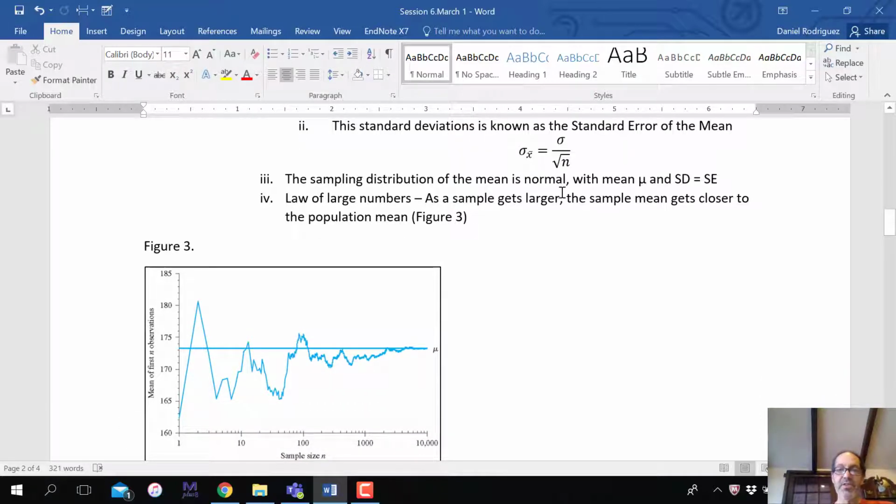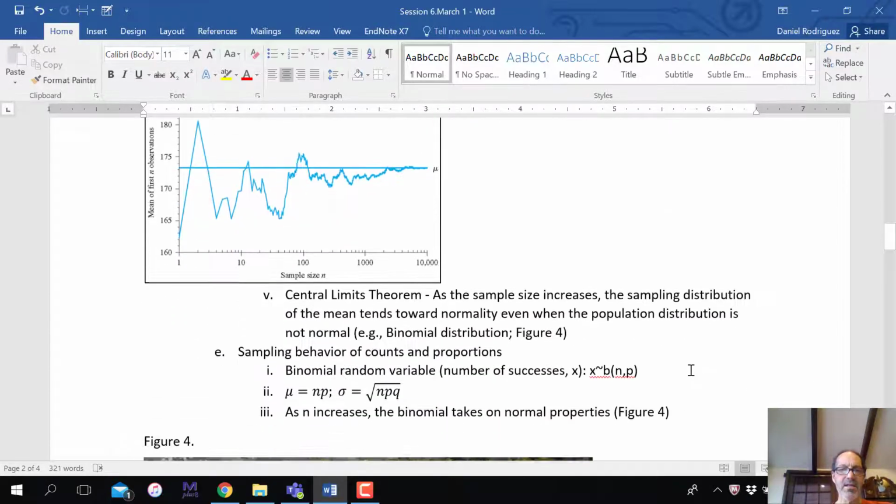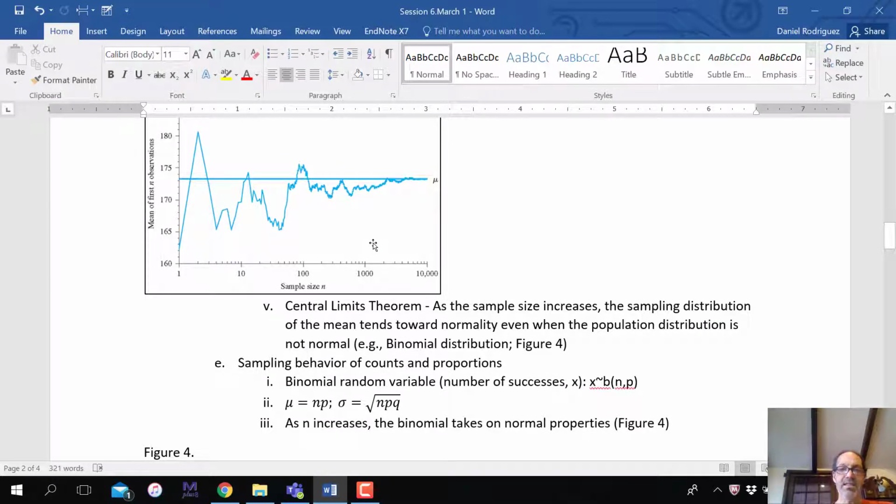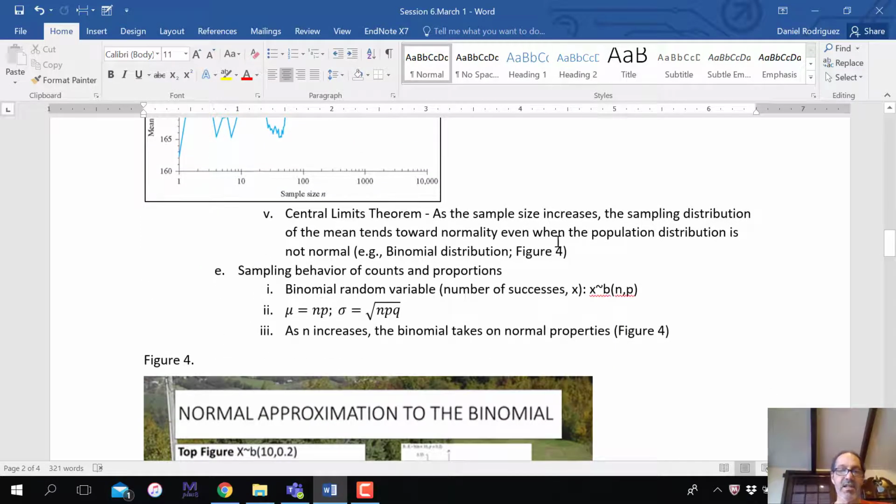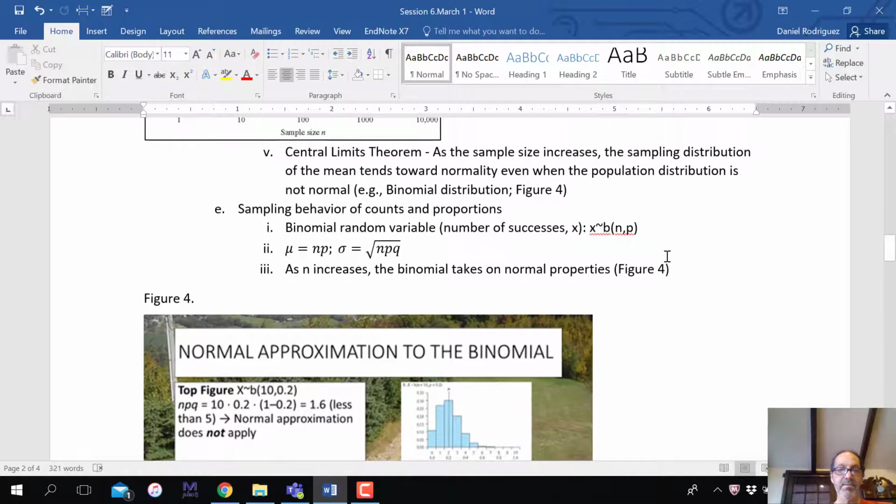The sampling distribution of the mean is normal, as I mentioned, and has a mean, mu, and a standard deviation equal to the standard error. So we're dealing with the sampling distribution of the mean, not an individual value. We talked about how as the sample size gets larger, the sample means approximate the population mean. Here's this nice figure for that. And we talked about the central limit theorem, how regardless of the distribution of the population, the sampling distribution of the mean will tend towards normality as the sample size increases.